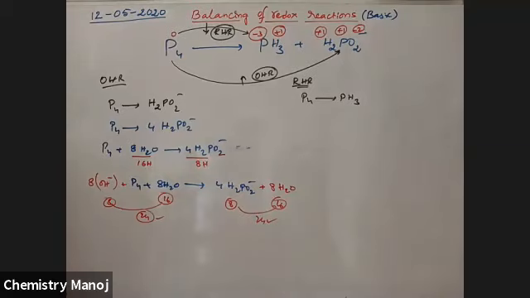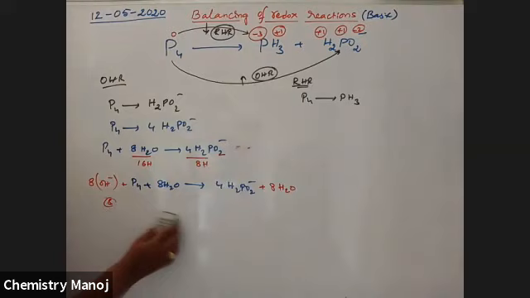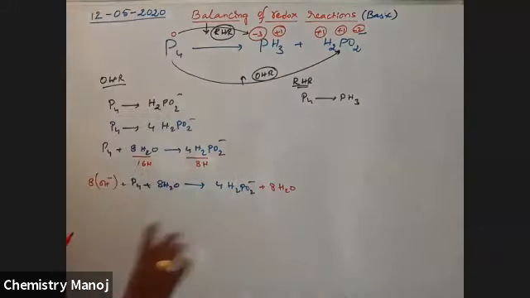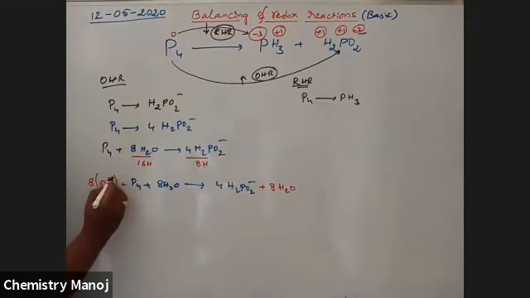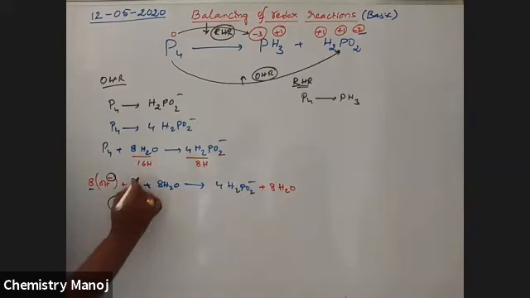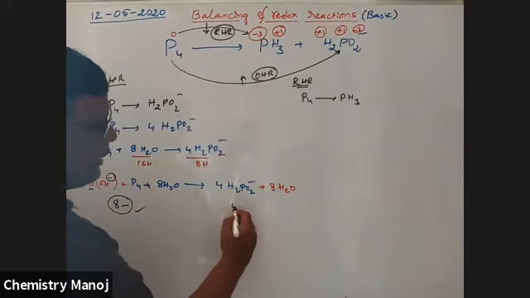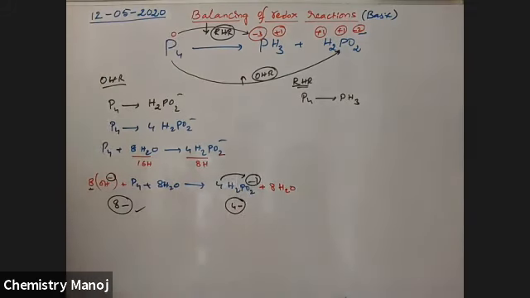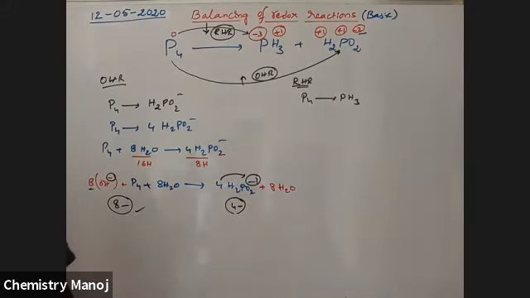Okay. Now hydrogens are balanced. That means elements are balanced. Now charge. See here, it is -1 charge, -1 into 8, so 8 minus. No charge on the other side. That is the left side, -8. Right side, 4 into -1, that is -4. Now charge is unbalanced. It is 8 minus and 4 minus.